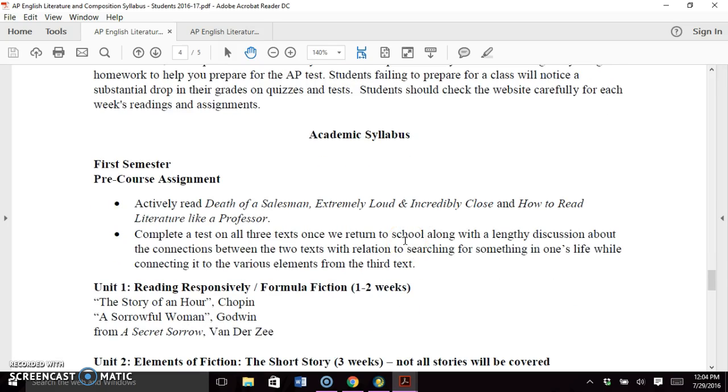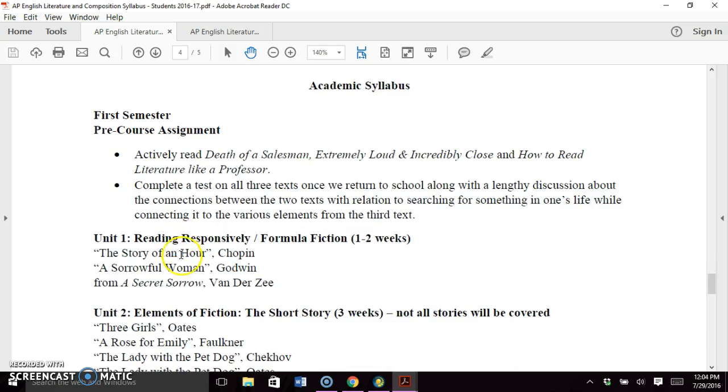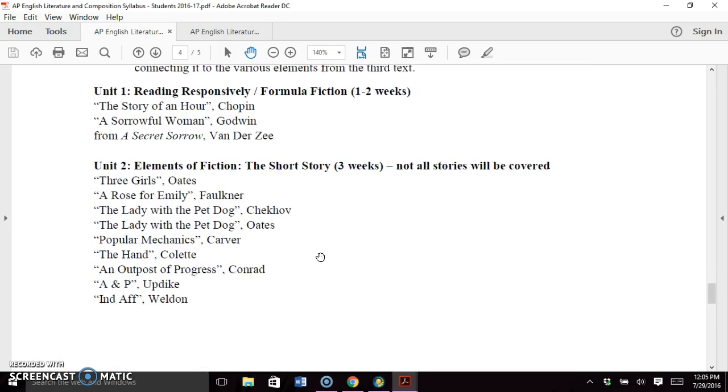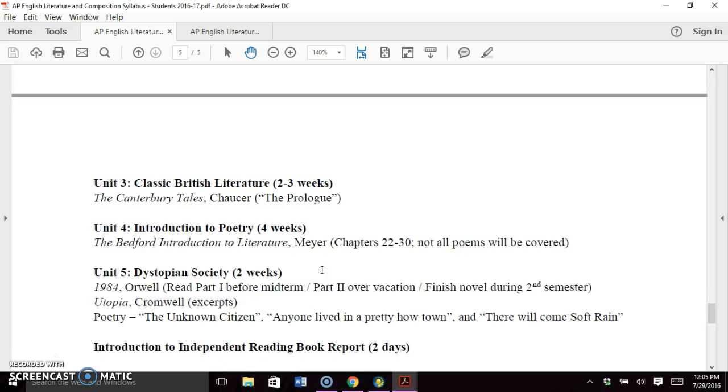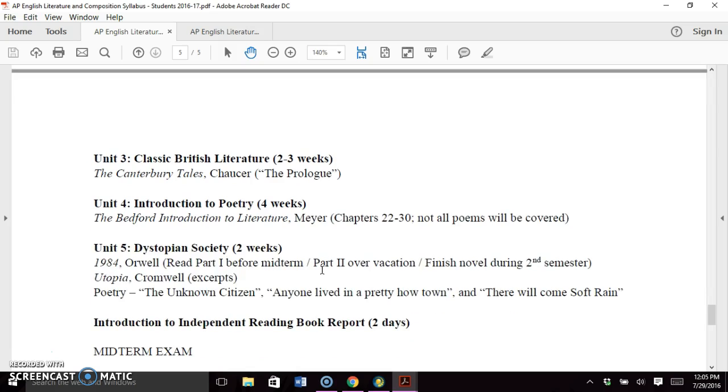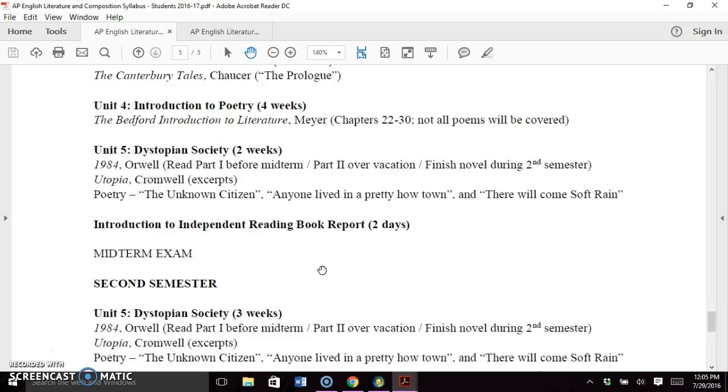Academic syllabus. This is our checklist for the year and how the year is going to go. It has time frames and ideas, but again, being flexible because it might not all happen, it might all happen, and not everything is going to happen just because of time constraints. So we will start with the summer reading. We will then go into the first chapter, which is one of my favorites because it's a little different, and this is formula fiction, and you'll pick that up pretty quickly. We'll do some short stories, some classic British literature, lots and lots and lots of poetry, and then we'll get into dystopian societies and Big Brother will start watching you.